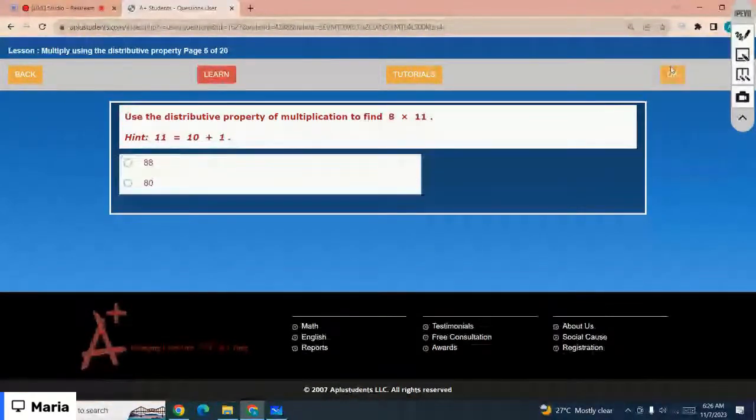Use the multiplication, 8 times 11. Write the answer. Correct option is E.